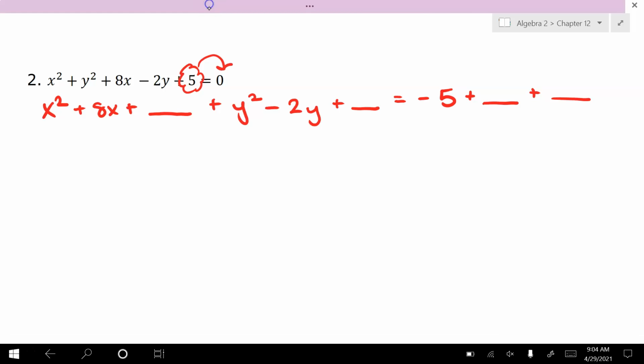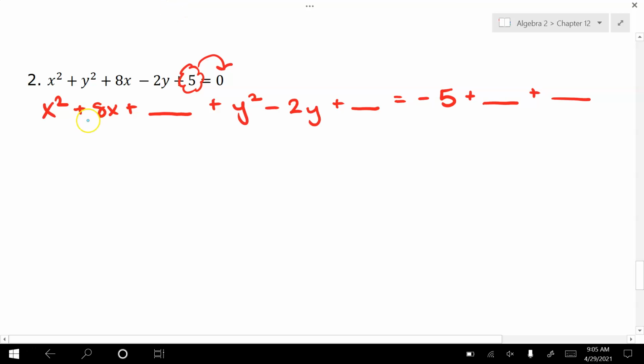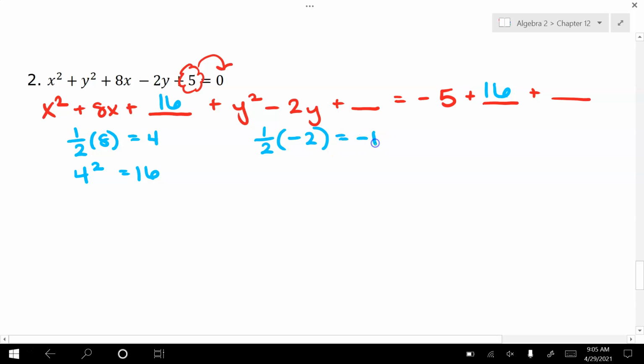All right, so let's do our completing the square. So for the first one, I'm going to do half of 8, which is 4. And then you square that number, so that's 16. So what would I do half of on the y? What number do I pull? Good, -2. And half of -2 is going to be -1. And then we're going to square -1, which is just positive 1.